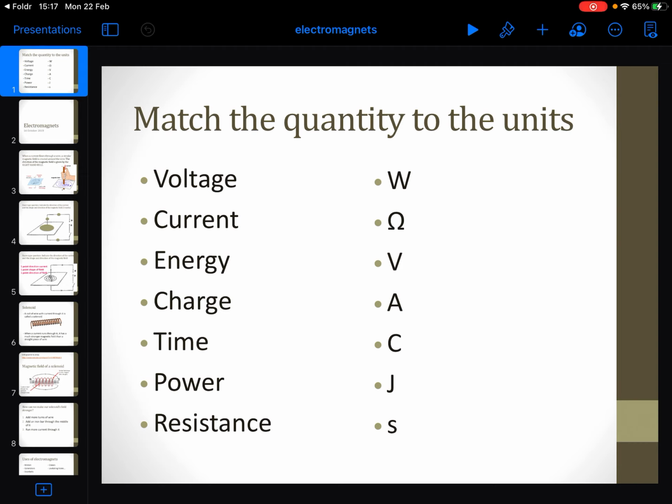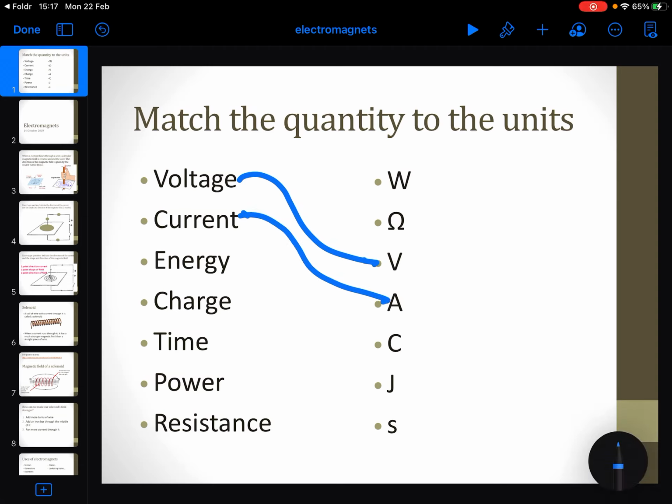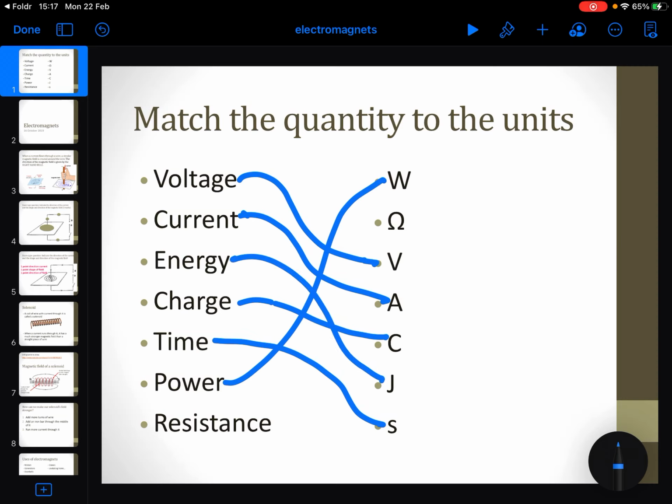So, voltage, also called potential difference, measured in volts. Current, measured in amps. Charge, measured in coulombs. Time, measured in seconds. Power, measured in watts. Oh, I missed out energy. How did I miss that out? Apologies. I just realised I literally just moved down to energy, joules, and resistance, ohms.